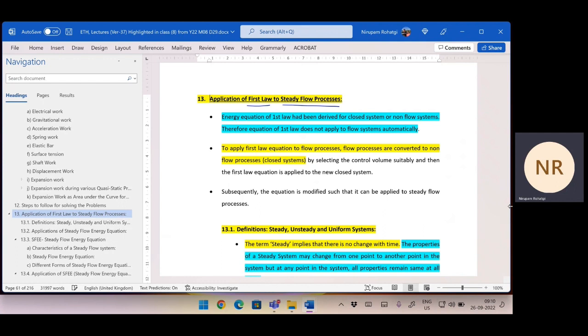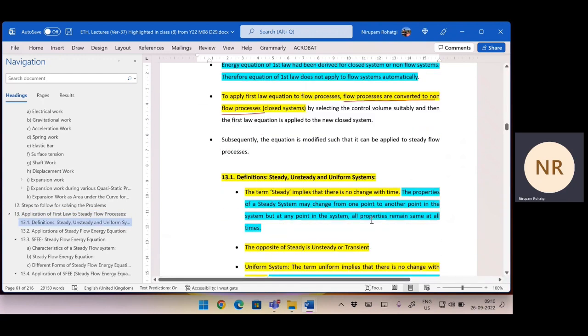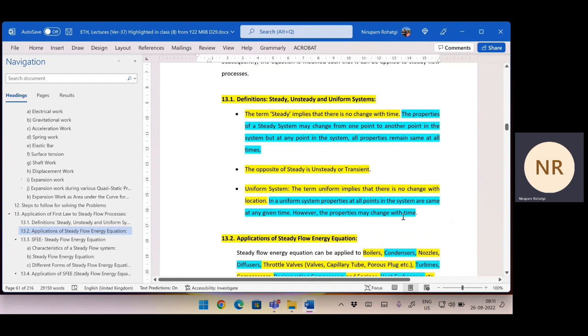Now how do we go about it is that we convert the flow process to non-flow process. So what we will be doing, when we'll be solving this, we'll be converting flow process to non-flow process and apply those equations. So how do we do it? Before we go ahead, we have to discuss some terms like what is steady, unsteady, and uniform system. We must be familiar with these words.